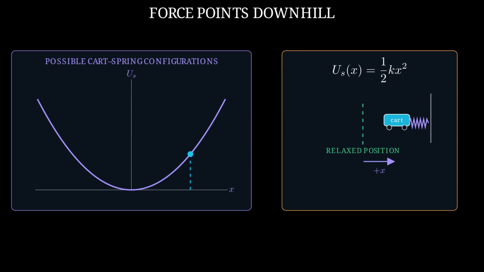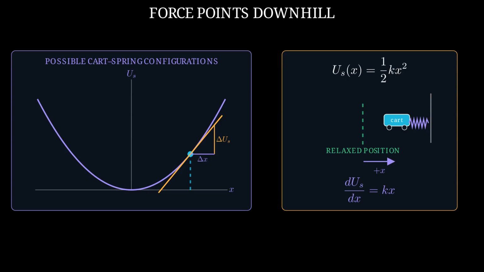Put the cart a positive distance x to the right of its relaxed position so the spring is compressed. The curve gives the potential energy of each possible cart configuration. The marked dot is the configuration we have chosen. At the marked position, a small move to the right raises the potential energy.